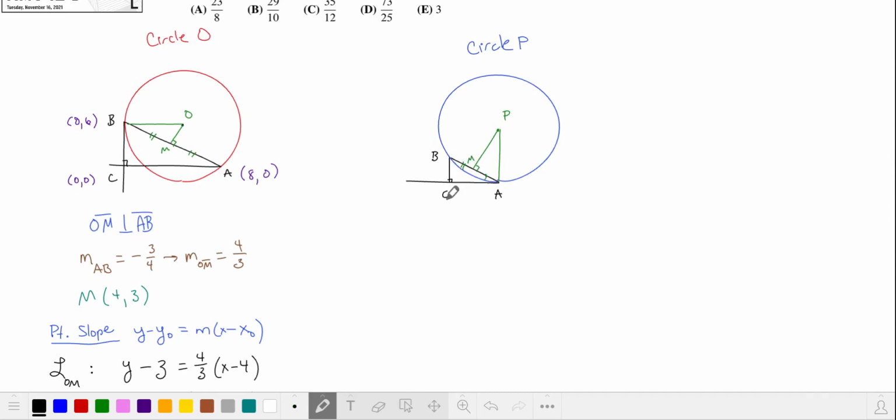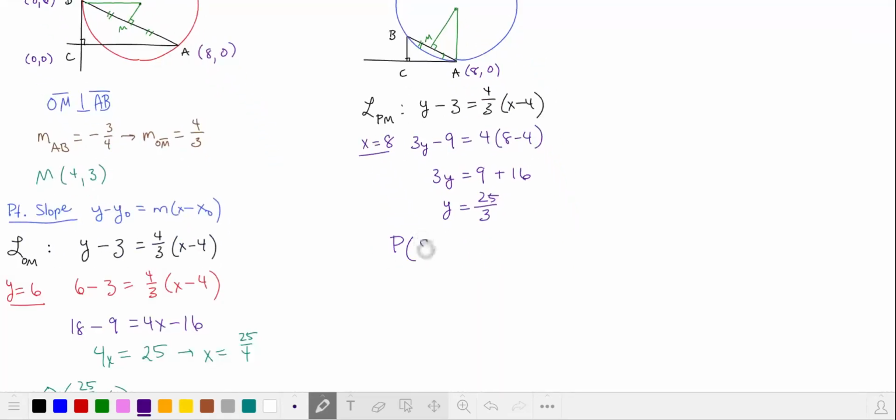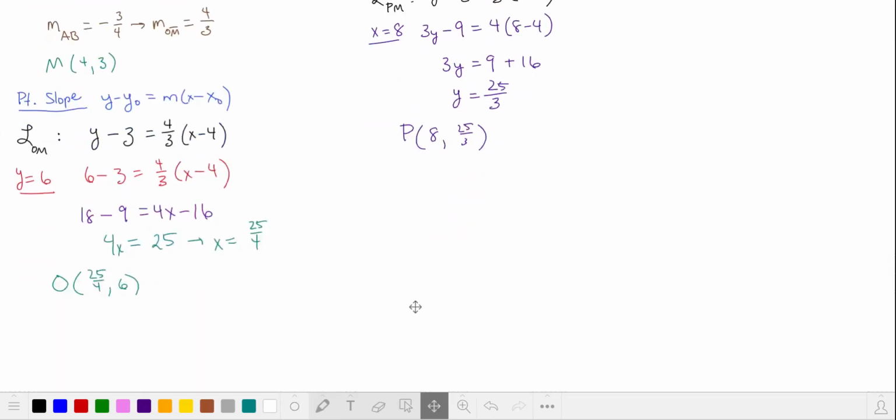The line that contains PM is the same as the line that contains OM, so we can use the same equation. The x-coordinate of A is 8, and that's the same as the x-coordinate of P, so we will plug in x equals 8 into our equation to find the y-coordinate of P. Y is equal to 25/3. So our point P has coordinates 8, 25/3. Now we're going to use the distance formula to find the distance from O to P.